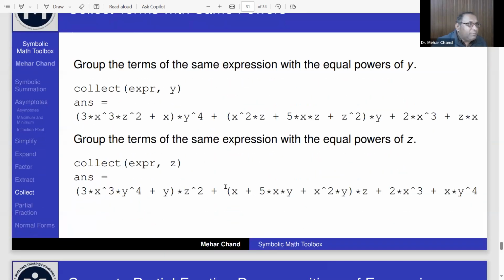Here is also one more example. Here we are collecting y. You can see the coefficient of y raised to power 4, then the coefficient of y, and these are the constant terms. Note, these are the terms not involving y. Similarly, you can use it for the z expression.